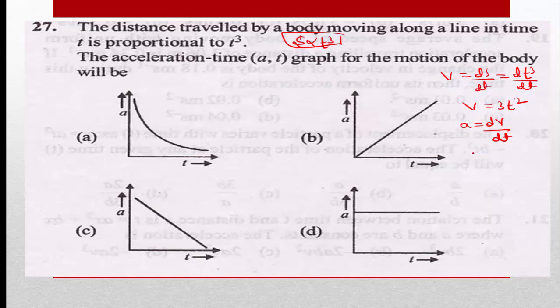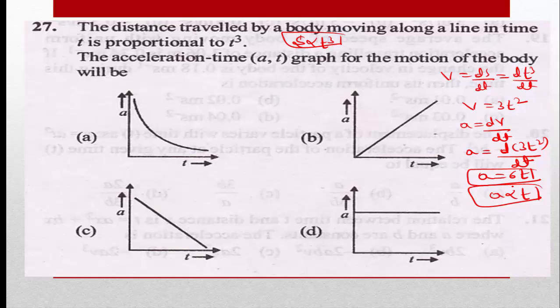a equal to dv by dt means a is equal to d of 3t square divided by dt, or a is equal to 6t. The acceleration a is directly proportional to t. If the acceleration increases, the time also increases. If the acceleration decreases, the time also decreases.